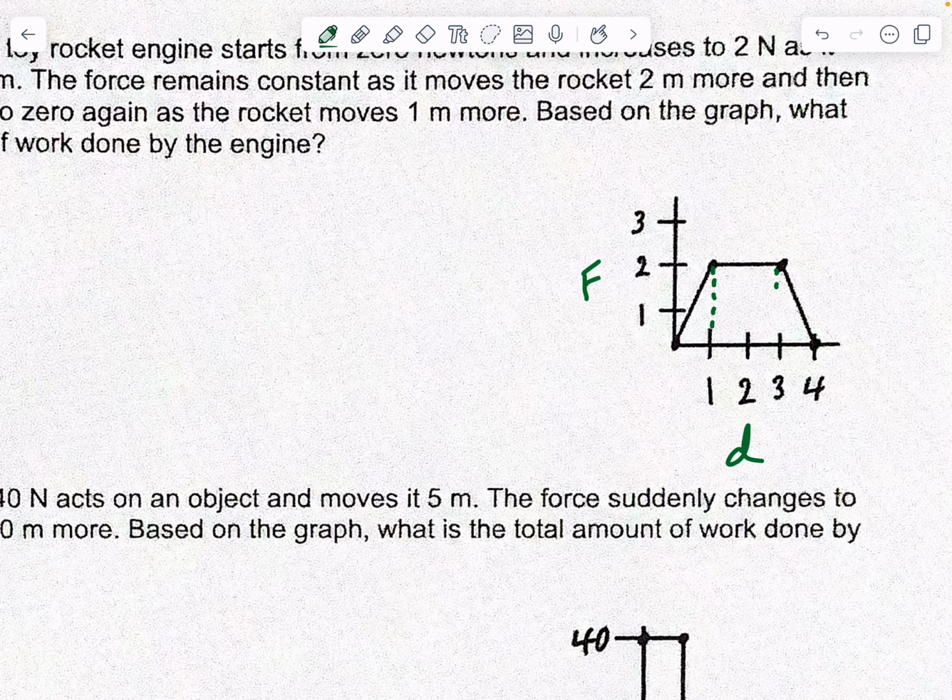So what I'm going to do is split this into a square and 2 triangles. My first triangle has a base of 1, a height of 2. So 1 times 2 is 2. Half that would be 1. My square has a base of 2, height of 2. 2 times 2 is 4. And the other triangle is the same thing. 1 times 2 is 2. Half that is 1. So it would just be 1 plus 4 plus 1, and that gives you 6 joules.